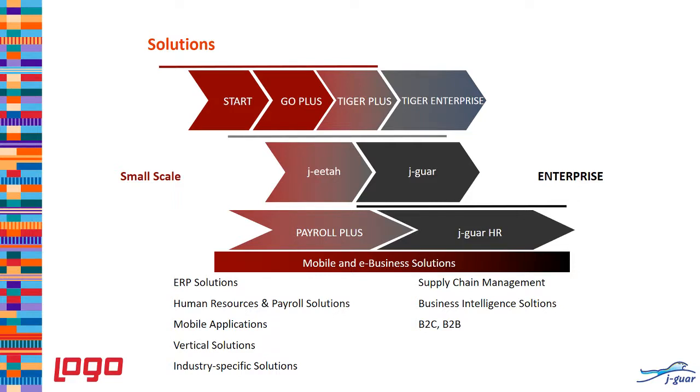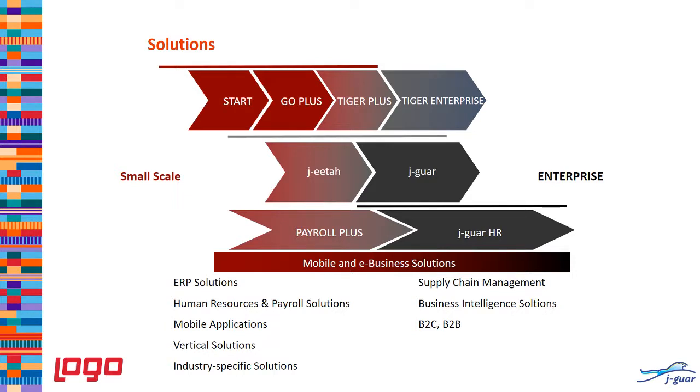The horizontal lines are actually the size of the businesses that are going to be using the solutions, and each of the names that you can see, like Start, Go Plus, Tiger Enterprise, Jita, j-guar, these are the names of the solutions. Now, each solution is placed accordingly in the line which is related to the technology and which is listed from top to the bottom.